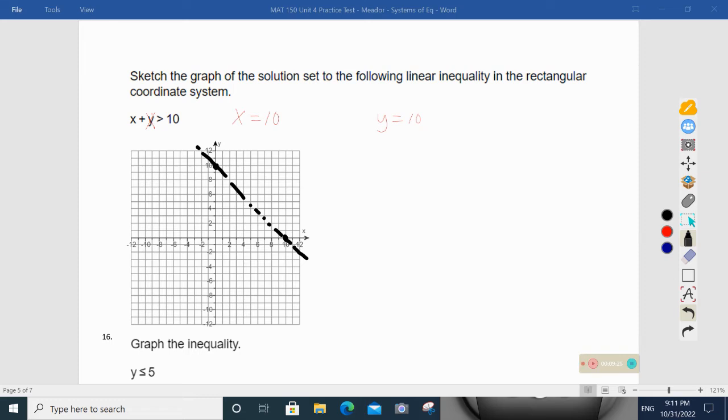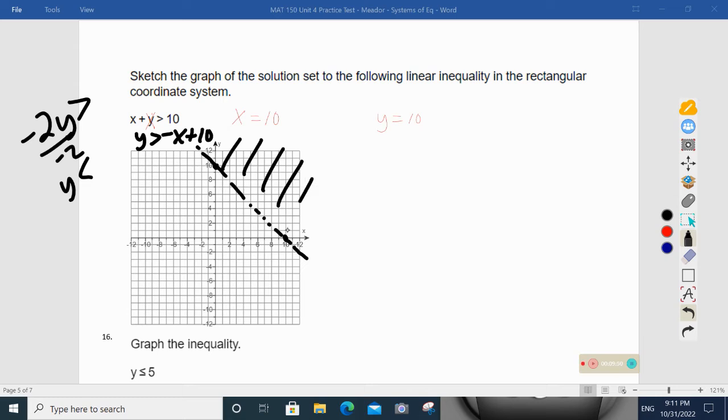Now, you do sort of need to solve for y to know if it's greater than or equal to, and this one's still going to be greater than because all you got to do is minus x on both sides. But if you had like a negative 2y and you had to divide by a negative, remember you would have to flip the script. If that didn't come up on your practice test, you're probably not going to do it on the real test. So here we have greater than, so we would shade above.